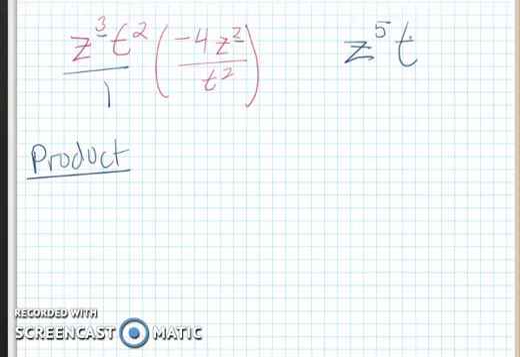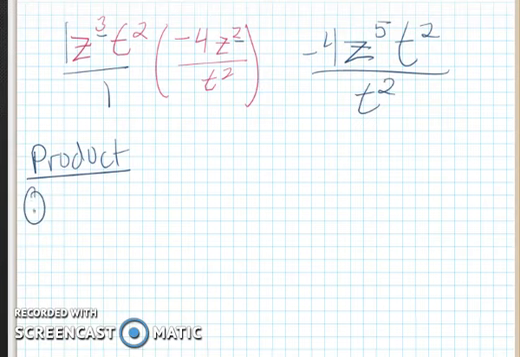The t has no one to combine with, so we just write it. And the negative 4 was multiplying a 1 out here, so we leave it with negative 4. The bottom is 1 times t squared, which just gives me t squared. The next rule is our quotient rule. Okay, there we go. The quotient rule basically tells us that we need to subtract our exponents. So the product rule was like this, right?